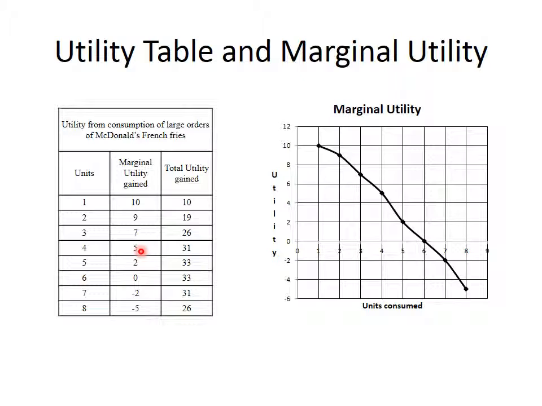What we see here with marginal utility, and in the example of the McDonald's French fry, and I don't know how you feel about McDonald's French fries, but about every 6 months or so, I get the hankering for them.